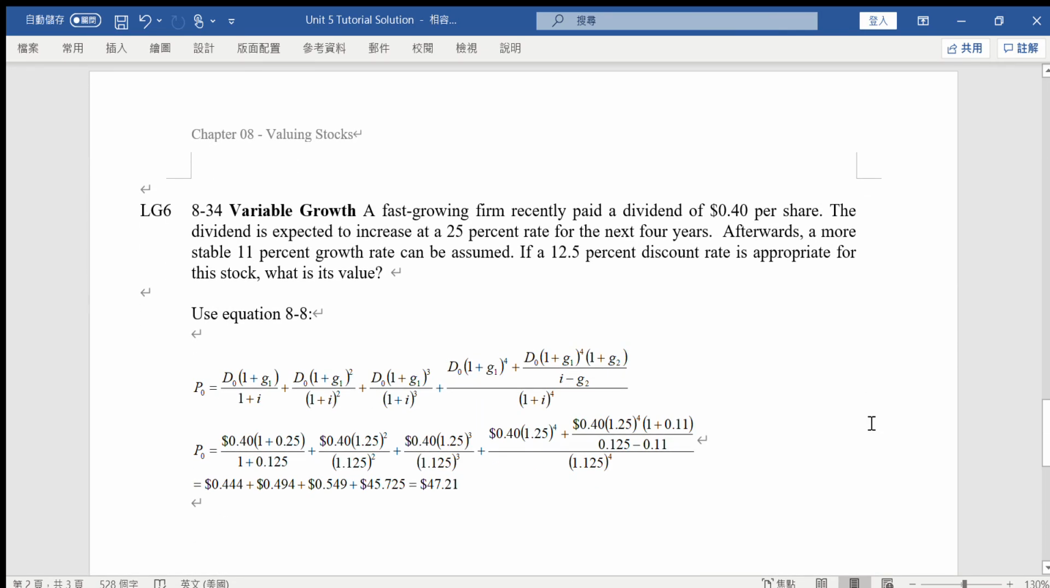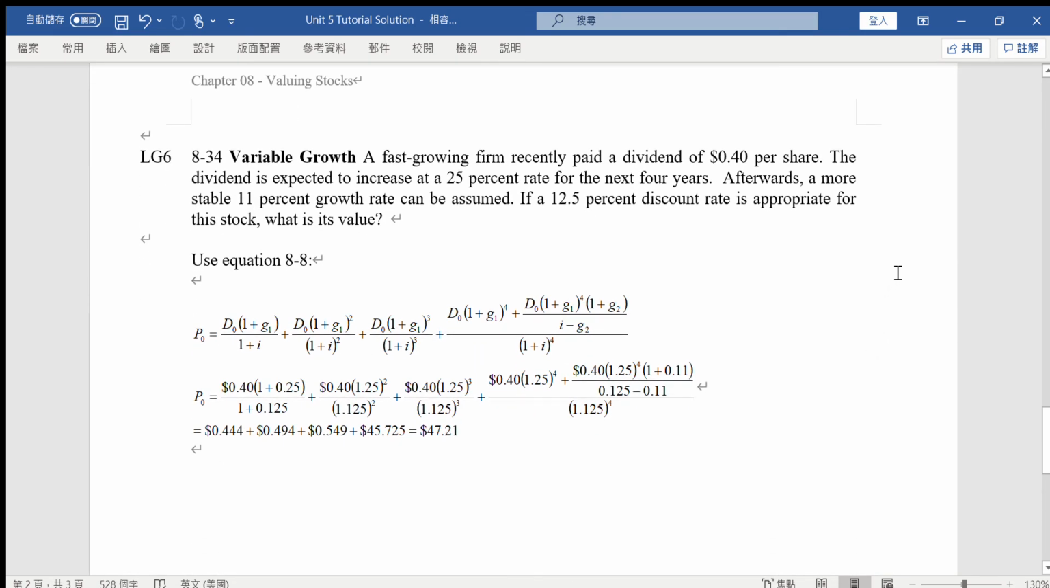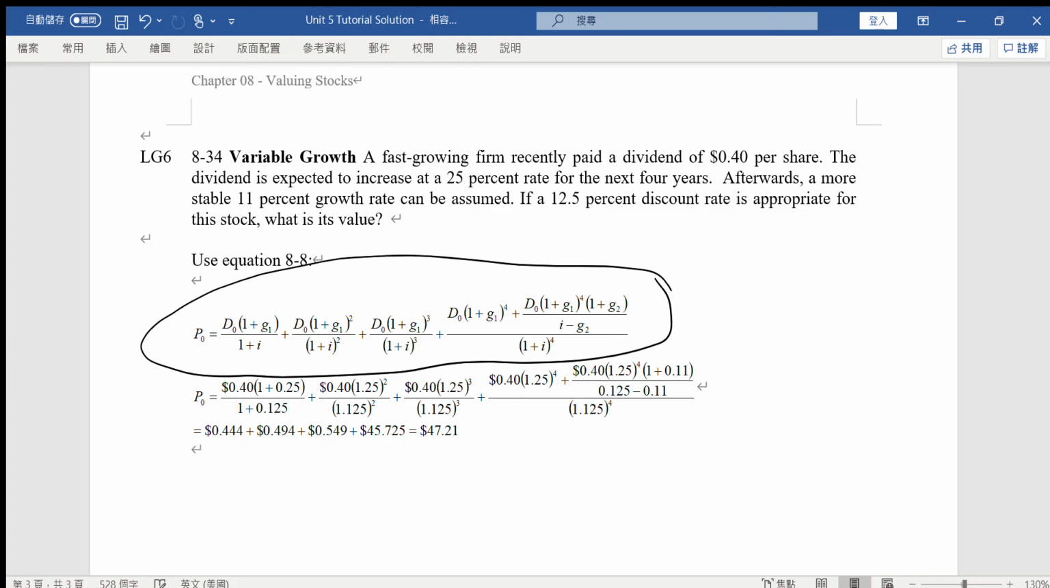Okay, that will be the last question. The last question is about the variable growth rate model. The company experienced 2 different stages of growth. The first stage of growth is a fast growth rate period, and then the second one is the stable growth rate period. Because of that, we can adopt this formula to work out the figures.